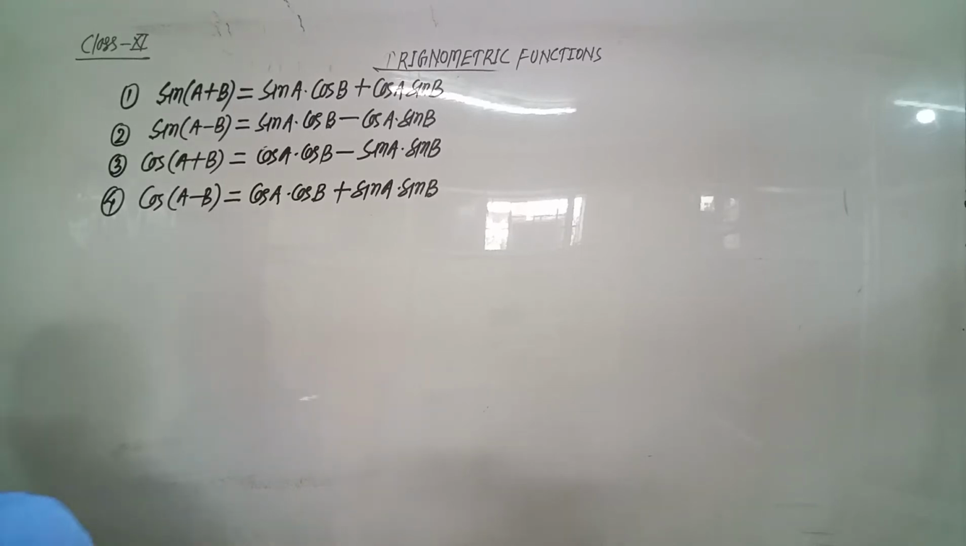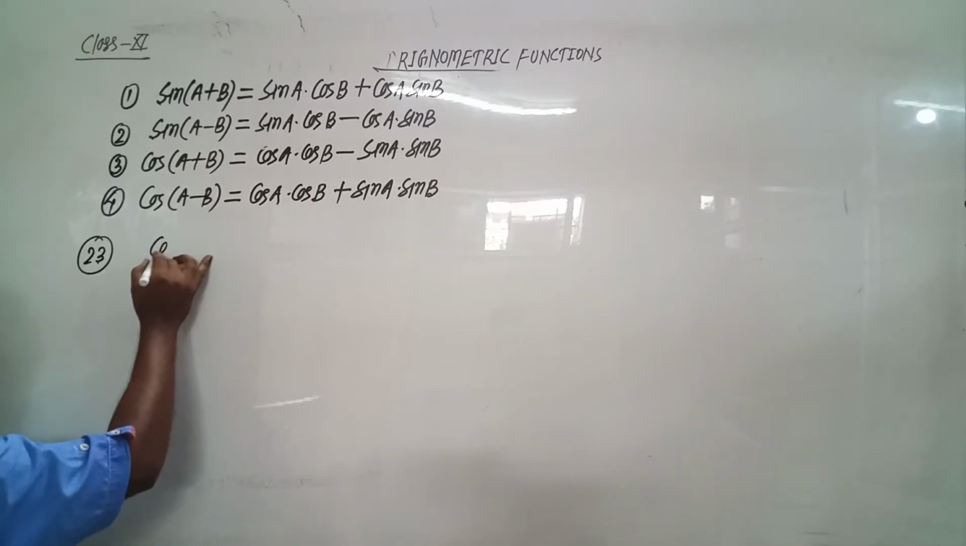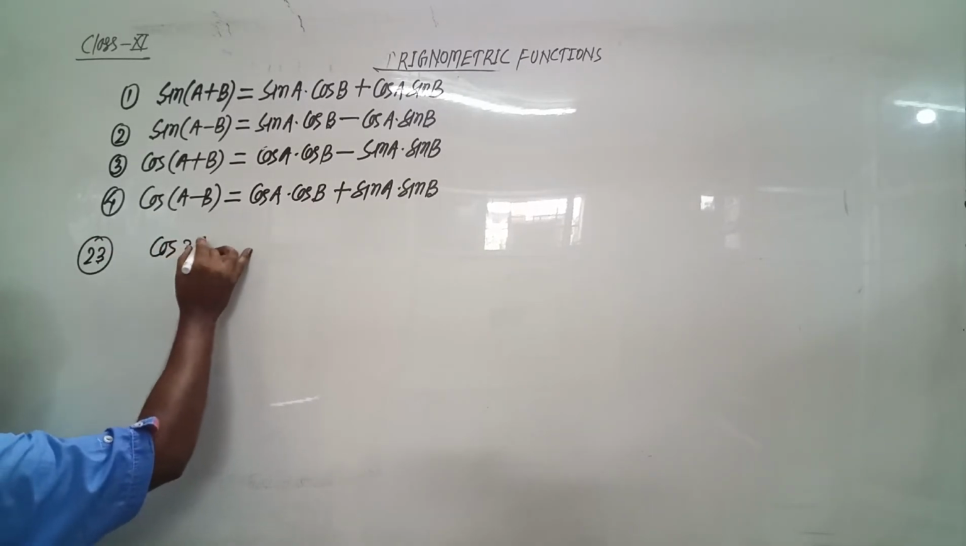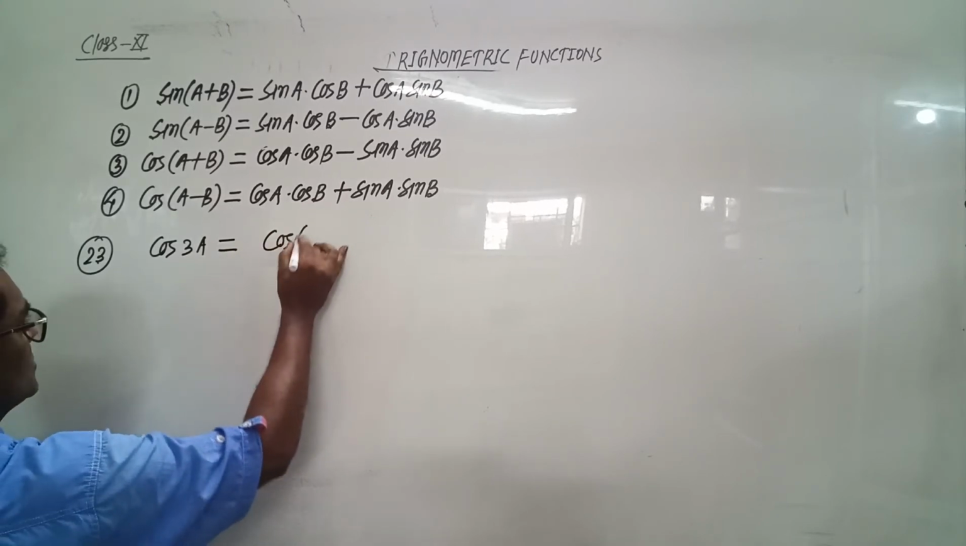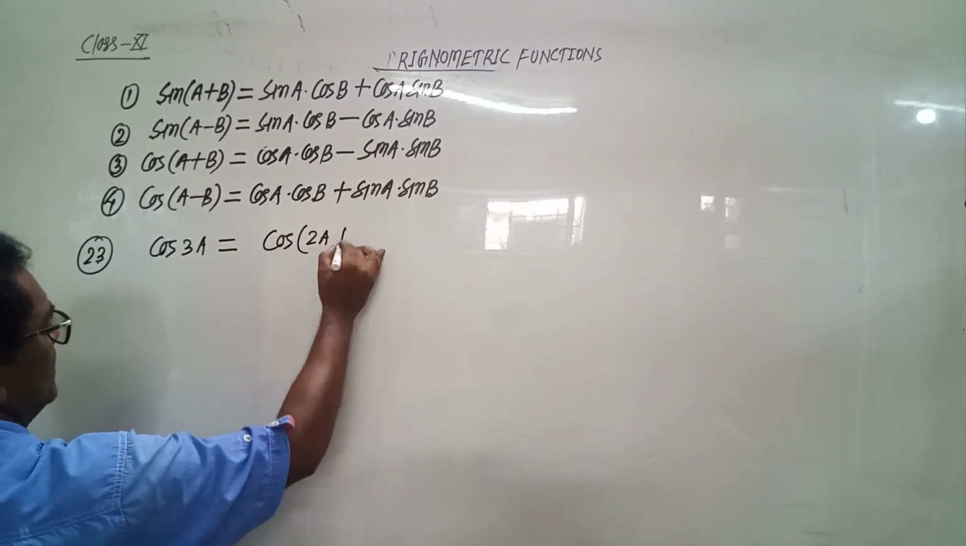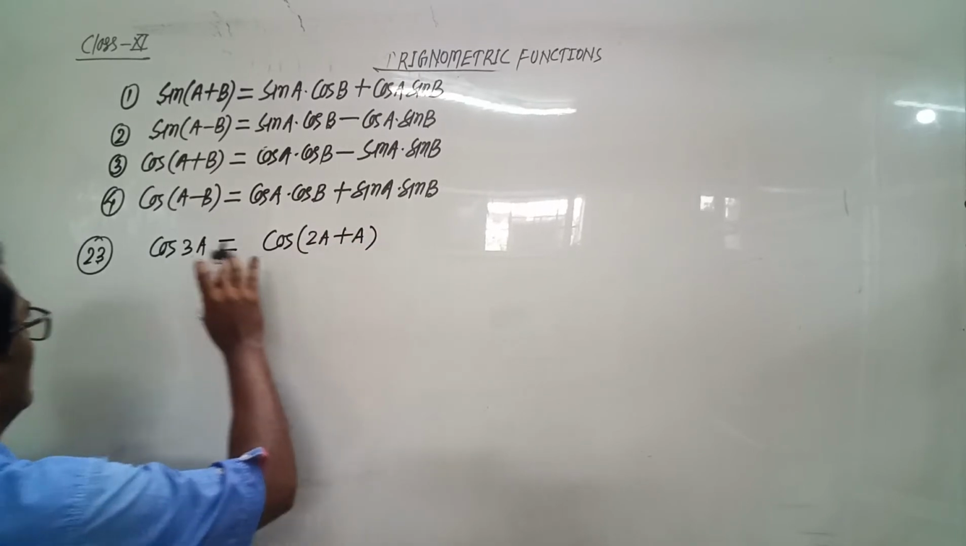Proceeding with the derivation of formulas. Now the formula for cos 3A, formula number 23. Cos 3A is written as cos of 2A plus A, and this will be expanded using the formula.